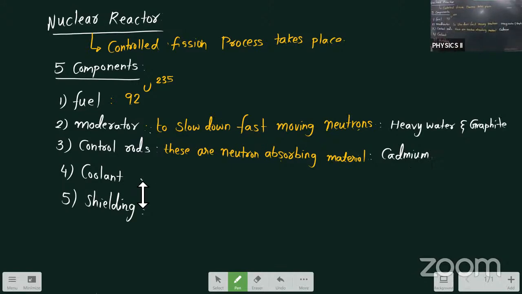What was the work of the coolant? Whatever heat was generated in the nuclear reactor was absorbed by the coolant, and that was used for running a turbine, through which we generate electricity. And why do we use shielding? In order to protect the external environment from harmful radiation. These were the things we discussed in yesterday's class. Now let us continue further. The 5 components are fuel, moderator, control rod, coolant, and shielding.